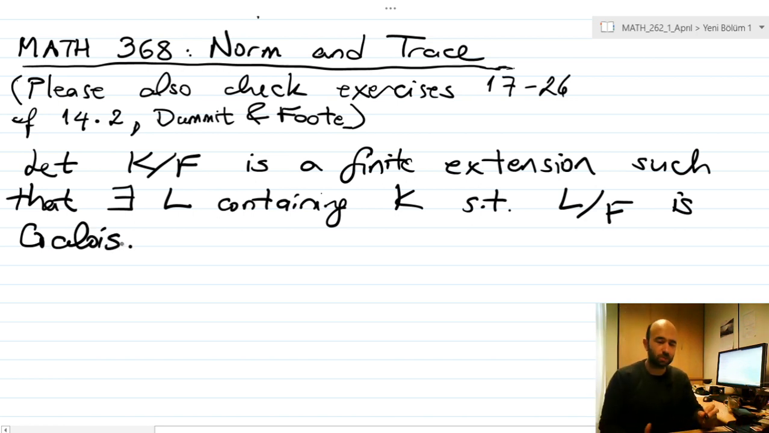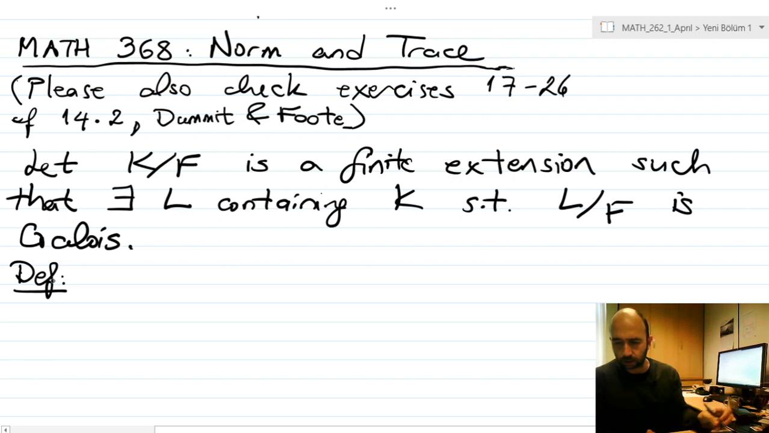Now, we'll see soon in the lectures that this is not always the case. You need an extra condition: K over F should be a separable extension, and in this case we'll show that L always exists. But okay, for this lecture let's assume this is happening. If K over F is not separable, then you will need slightly different definitions than what I'll write down here. Okay, so in this case we define the following.